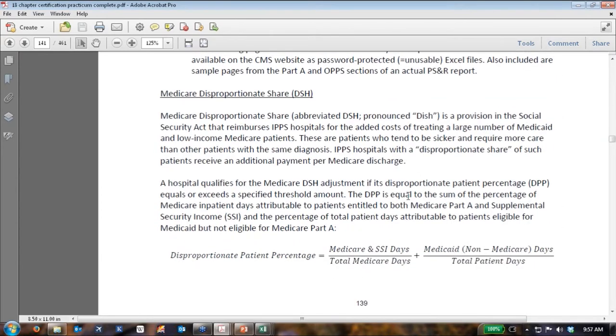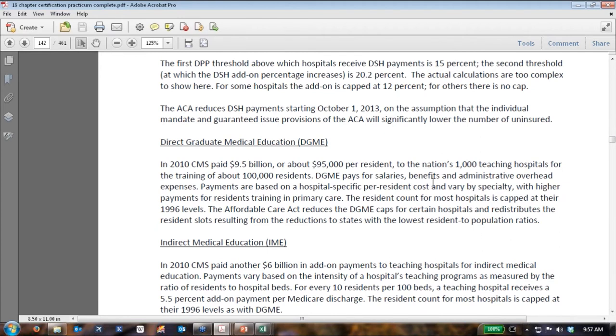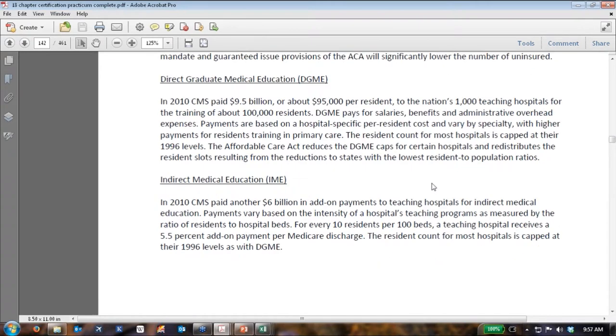Disproportionate share is one. Graduate medical education is another. Indirect medical education is the third. And then a fourth one is bad debt. Medicare pays for the bad debts of its beneficiaries, period.